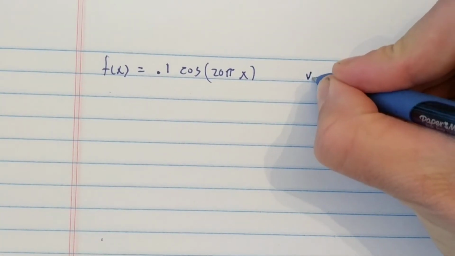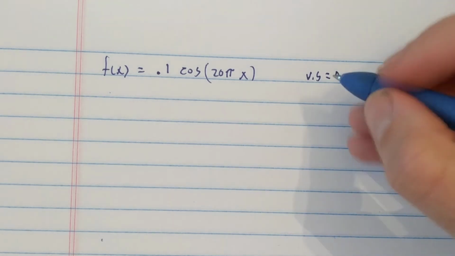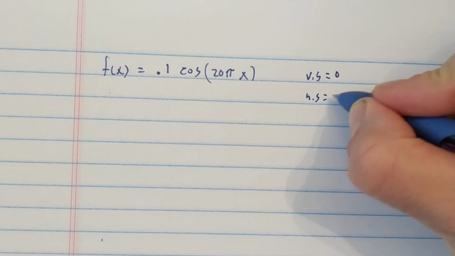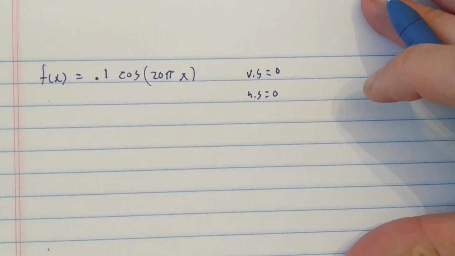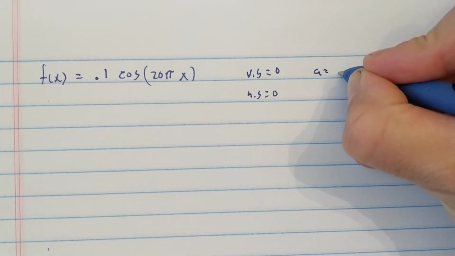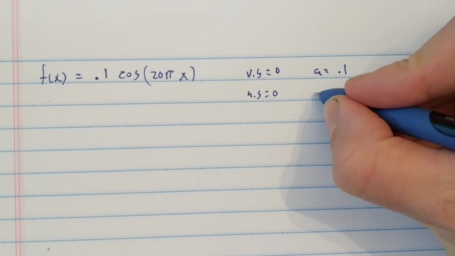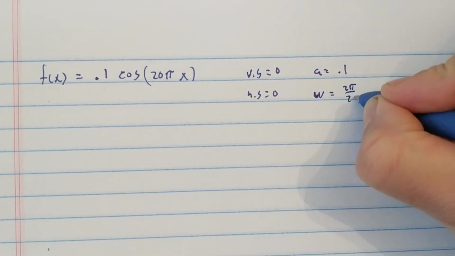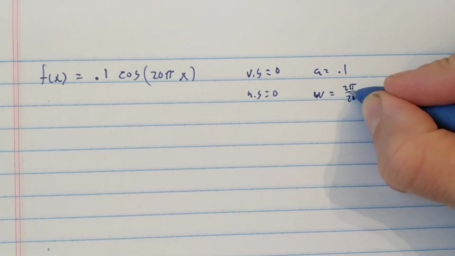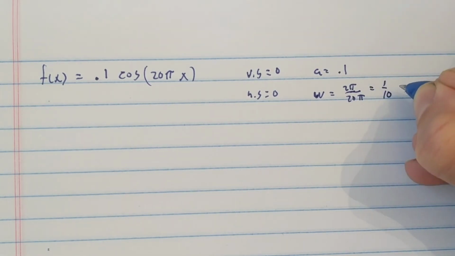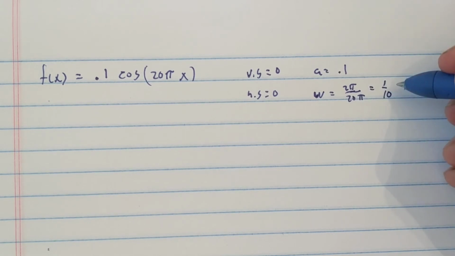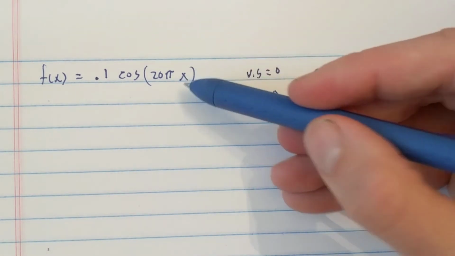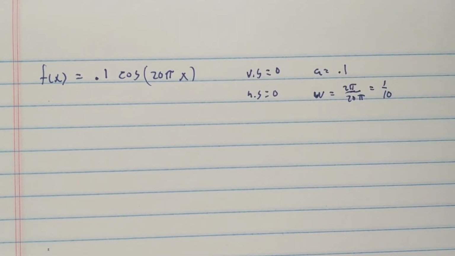So vertical shift, as you can see, is actually 0. Horizontal shift is in fact also 0. Your amplitude is only 0.1, and your period, or wavelength, so we'll do the wavelength. Wavelength is 2 pi divided by 20 pi, which is 1/10. Wavelength is how long it takes for one wave. So this would take 1/10 of a unit of time. So let's say if x was in seconds, this would be 1/10 of a second.